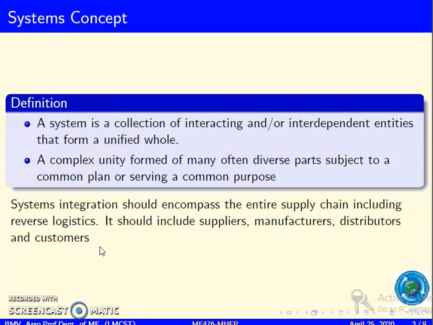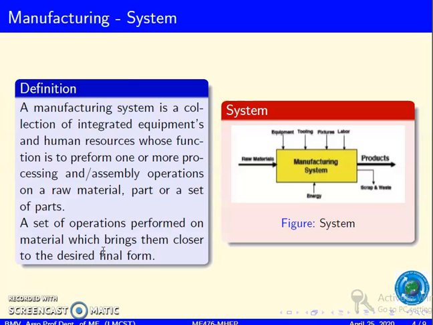So as we are mechanical engineers, we are interested in the manufacturing and production field. So let us take an example from this field, and that is a manufacturing system. A manufacturing system is a collection of integrated equipments and human resources whose function is to perform one or more processing and assembly operations on a raw material, part or a set of parts. A set of operations performed on material which brings them closer to the desired final form.